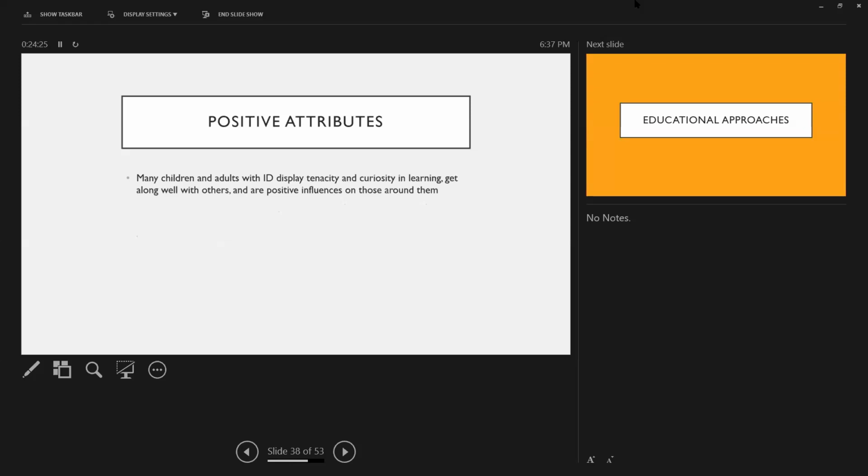But we should never leave out the positive attributes, because many children and adults with intellectual disability can be tenacious, they can be curious, they want to learn, and they're capable of learning, provided that they get the appropriate educational approaches to help them do so. And they can also be positive influences on those around them. So it's not like people with this disability are characterized only by their challenges.